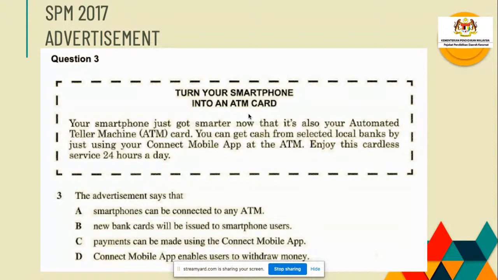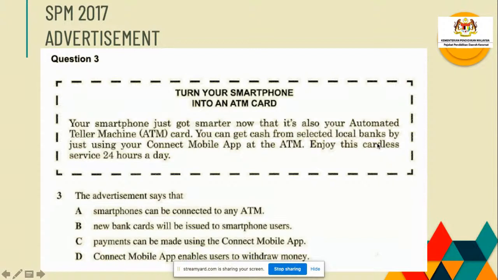Okay, so your smartphone just got smarter now, that it's also your automated teller machine, ATM. Itu maksud ATM card, okay? You can get cash. Nampak tak? You can get cash from selected local banks by just using your Connect mobile app at the ATM. Apa maksud ayat ni? Anda boleh mendapatkan wang tunai daripada selected maksudnya hanya bank-bank terpilih. Okay, selected local banks by just hanya dengan menggunakan Connect mobile app. Connect mobile app ni macam apps yang ada dalam telefon tu lah. Okay, kita download dalam phone dan kita gunakan dekat mesin ATM, at the ATM. Okay, maksudnya kena pergi dekat mesin tu tapi kita guna phone. Macam tu. Okay, enjoy this cardless. Maksudnya tak perlu nak keluarkan card daripada wallet, masuk dalam mesin.